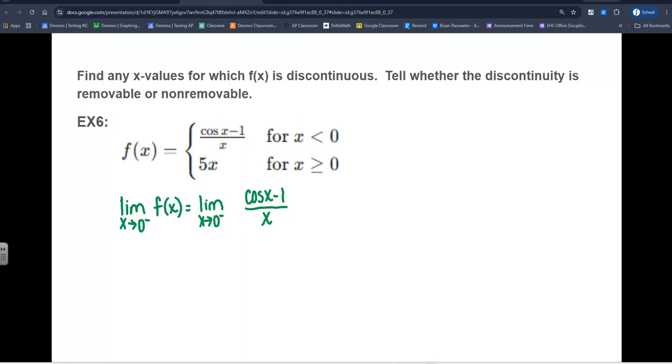Now, if I plug in 0 right here, I get 0 over 0, right? Cosine of 0 is 1. 1 minus 1 is 0. We'll get a 0 in the bottom, too. So if I plug in 0, I am going to get 0 over 0 here. So this one's harder because we have to actually solve the limit. Any ideas on this one?